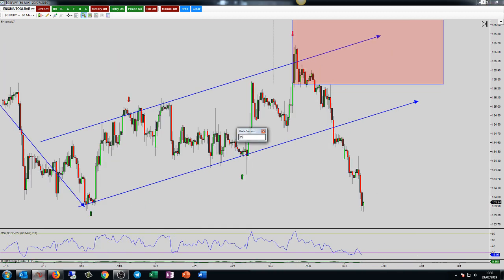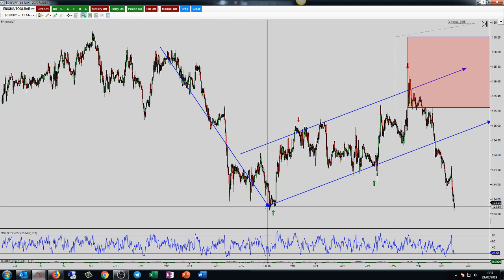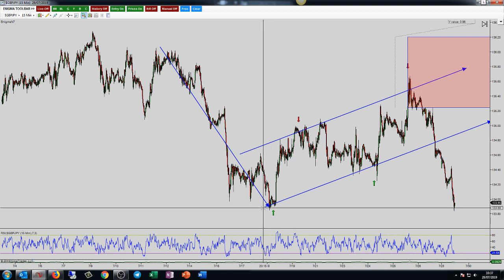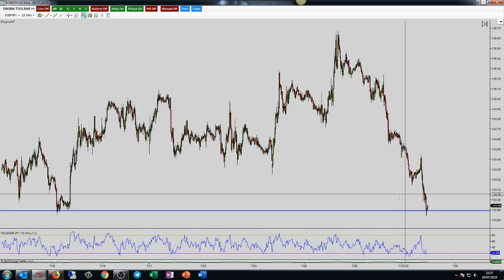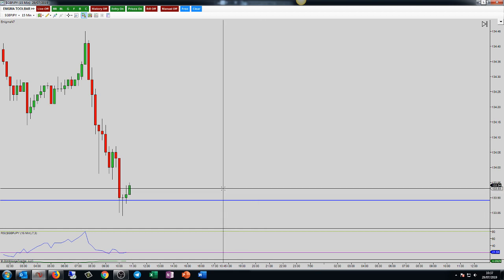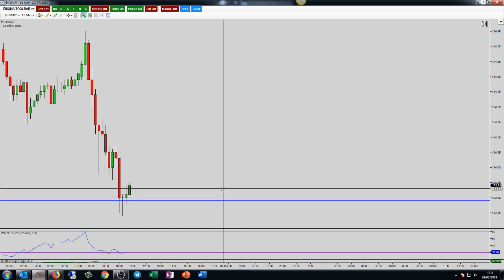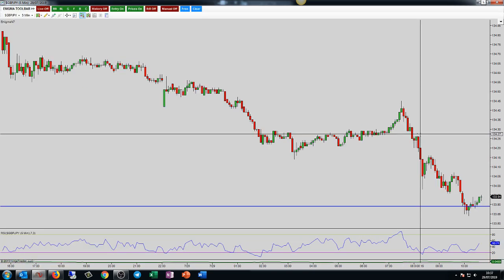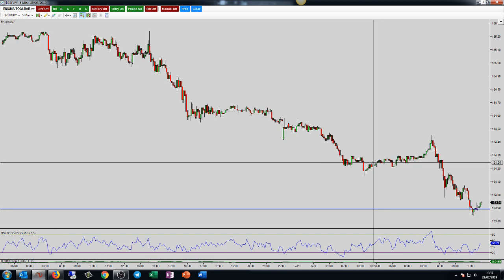Let's take a look at the 15. I don't think there's going to be anything here. No. Here on the 15, we're down at structure. We're down in this level, so there's going to be nothing here for me. We'll take a look at the 5. Nope, nothing here for me either.